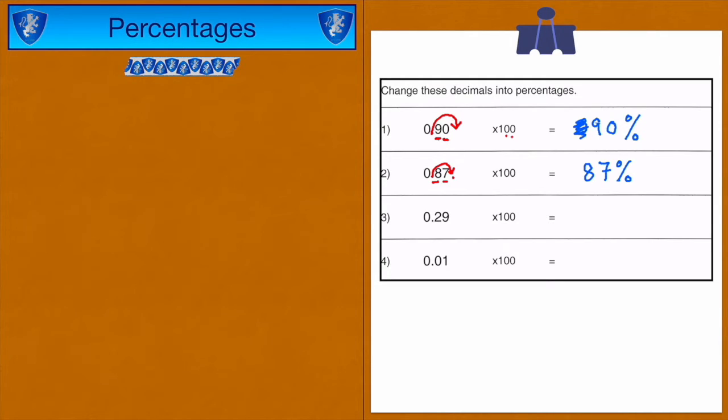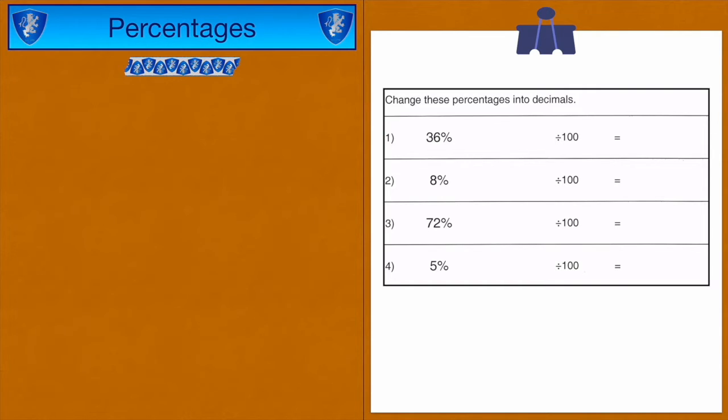So that would give you 0.87, which is 87%. Okay, and then we've got, same again, those 2 numbers, decimal place goes behind it, and that will be 29%. And then one more, these are my 2 numbers, the decimal point goes behind. Now that's going to leave you with 001. We don't need those 2 zeros at the front, we can just call it 1% like that.